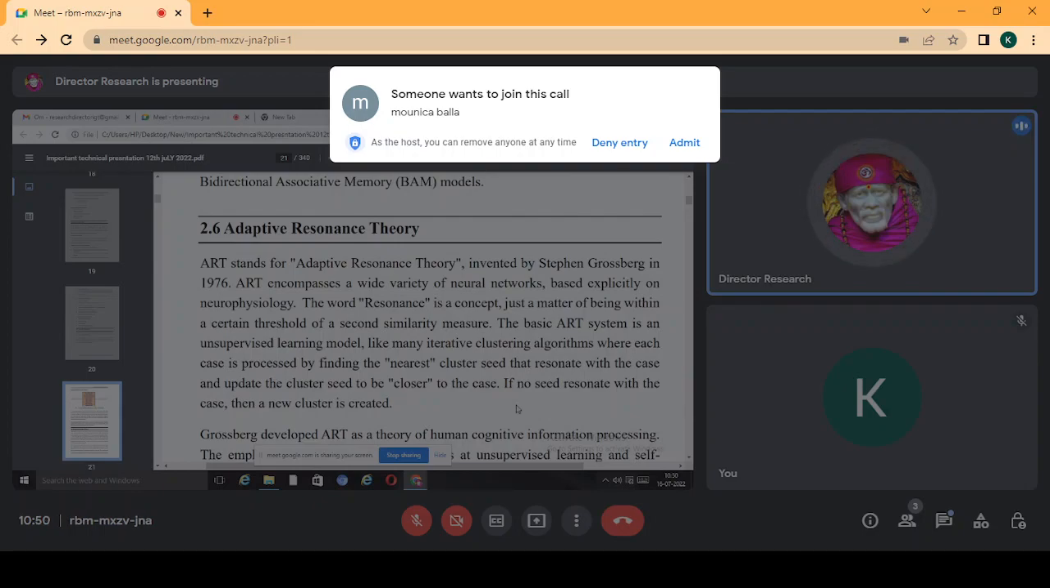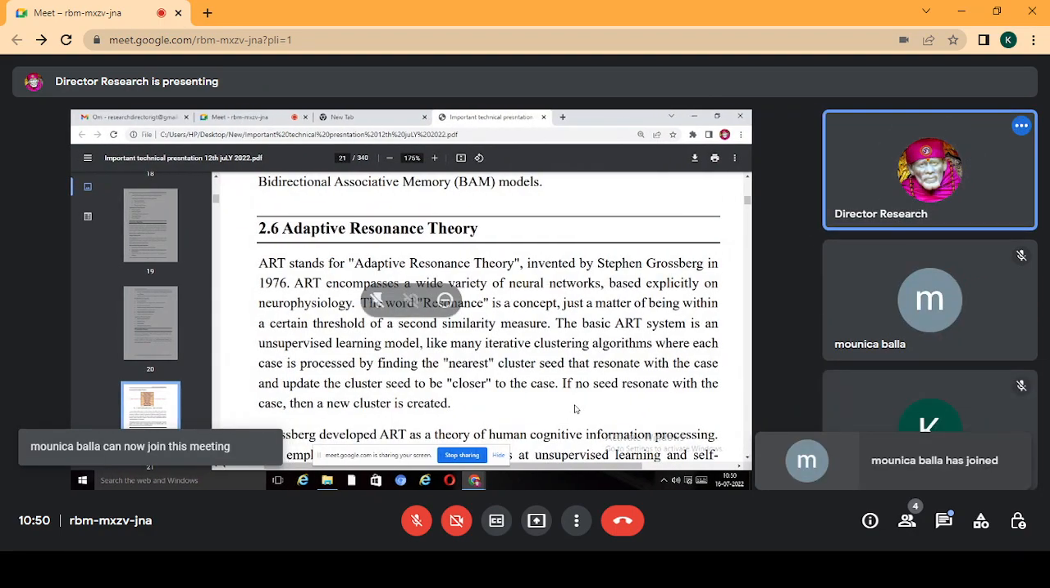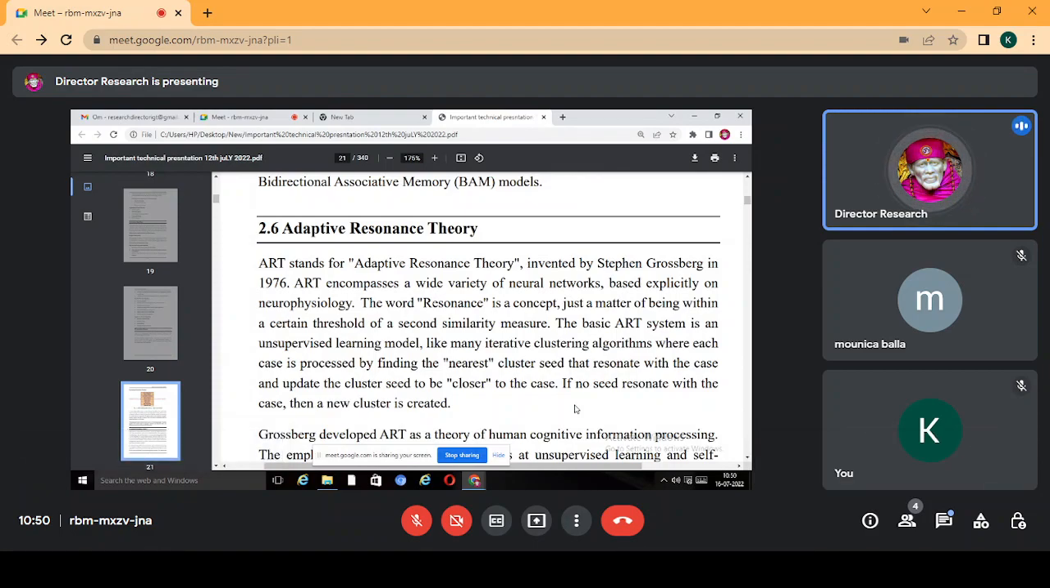Now we will discuss adaptive resonance theory. In this, the word resonance is a concept, just a matter of being within a certain threshold of a similarity measure. The basic ART system is an unsupervised learning model like many iterative clustering algorithms, where each case is processed by finding the nearest cluster seed that resonates with the case and updating the cluster seed to be closer to the case. If no seed resonates with the case, then a new cluster is created.